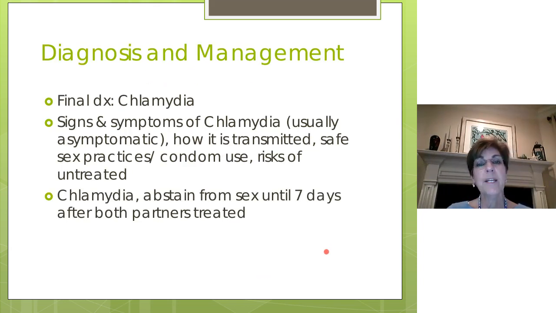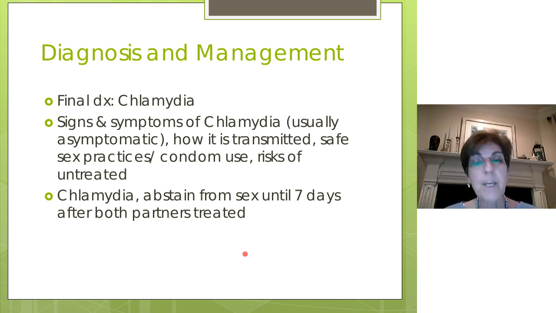Final diagnosis was chlamydia. Signs and symptoms of chlamydia, usually asymptomatic, so that's why we want to screen for it. You want to tell them how it's transmitted, safe sex practices, condom use, and risks of being untreated. What's the big risk of chlamydia if it's untreated? PID, and what's the long-term risk? What happens if they get PID? Infertility, okay? So scarring of the tubes and infertility.